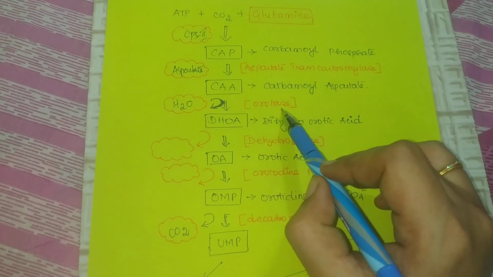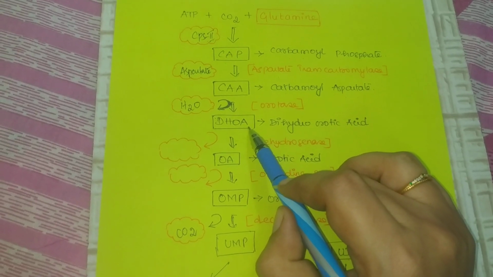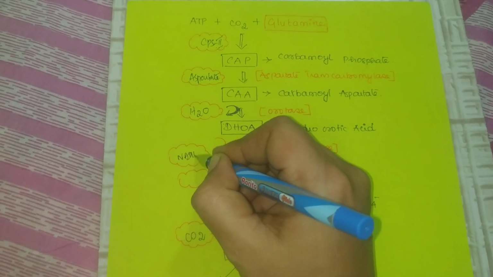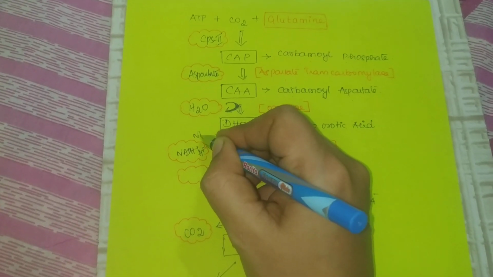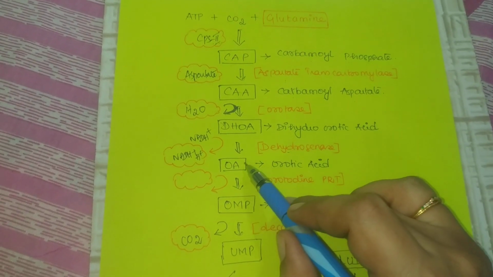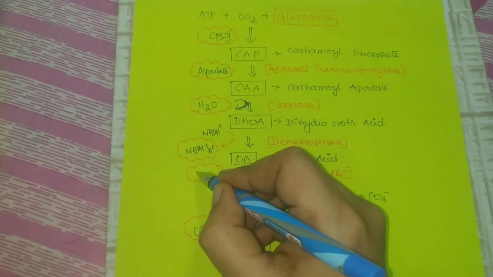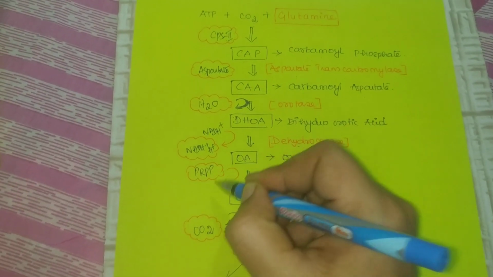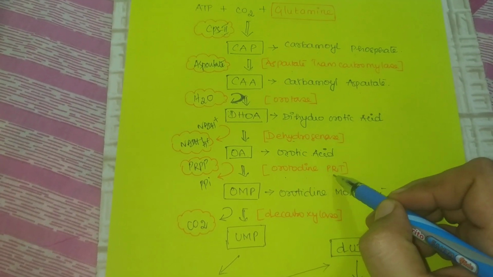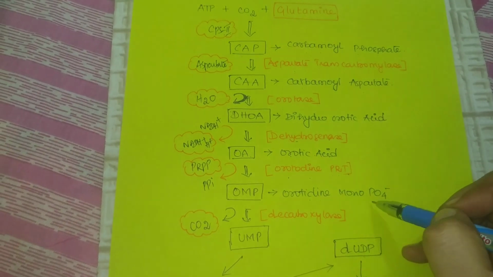The enzyme is orotase and the product formed is dihydroorotic acid. Okay, in the 4th step, NADH plus H plus is generated from NADH. So the enzyme is dehydrogenase and the product formed is orotic acid. In the next step, there is a phosphoryl transfer from PRPP. So the enzyme is orotidine phosphoribosyl transferase and the product formed is orotidine monophosphate.